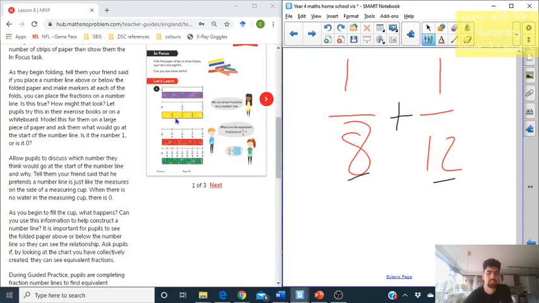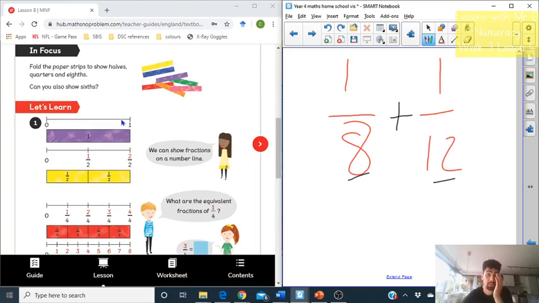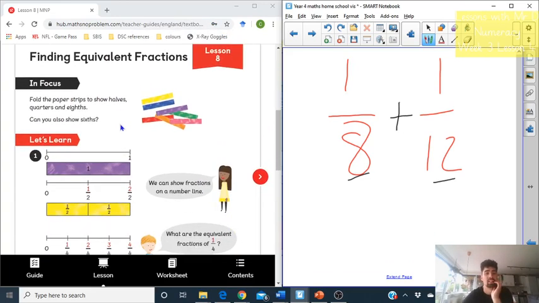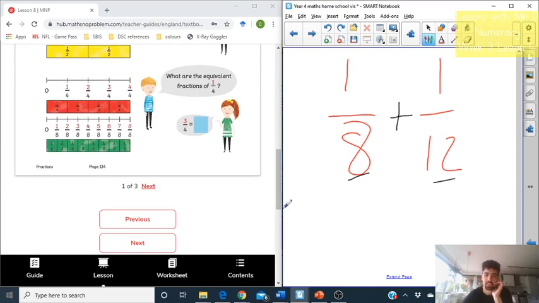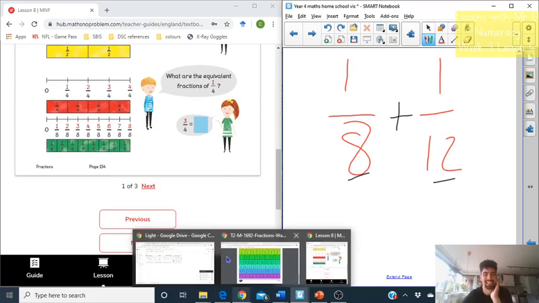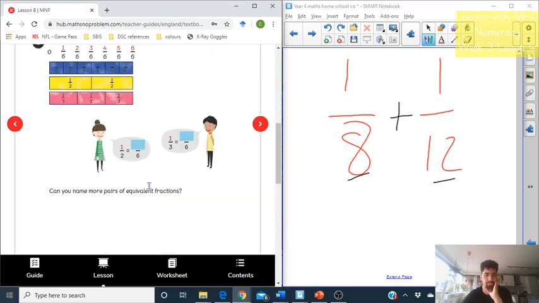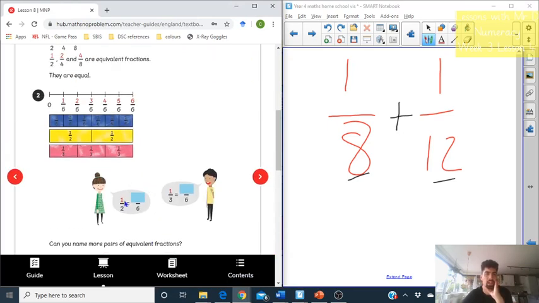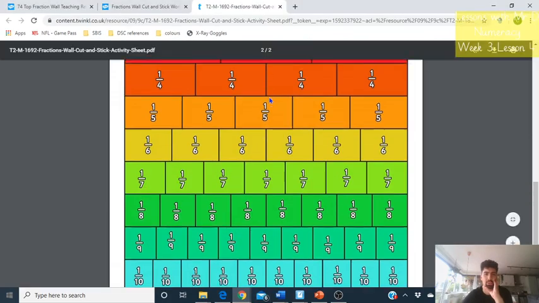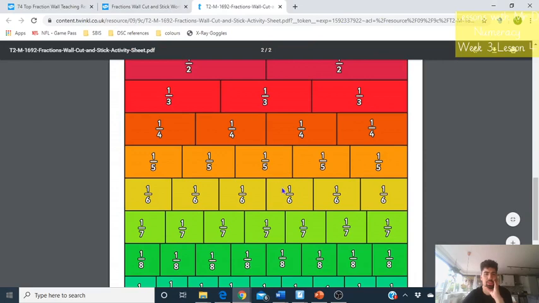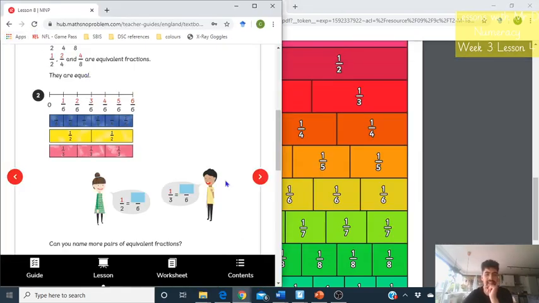Let's look at some of the lessons. So hopefully you've got strips or bits of paper and you're showing that I can split them into 6 halves, and I've used the fraction wall and I can really see how things are equivalent. So 1/2 is equivalent to what? Well, maybe I'll use my fraction walls. 1/2 is equivalent to 2/4 or 3/6 or 4/8. There is a pattern there. Hopefully people are starting to see that.